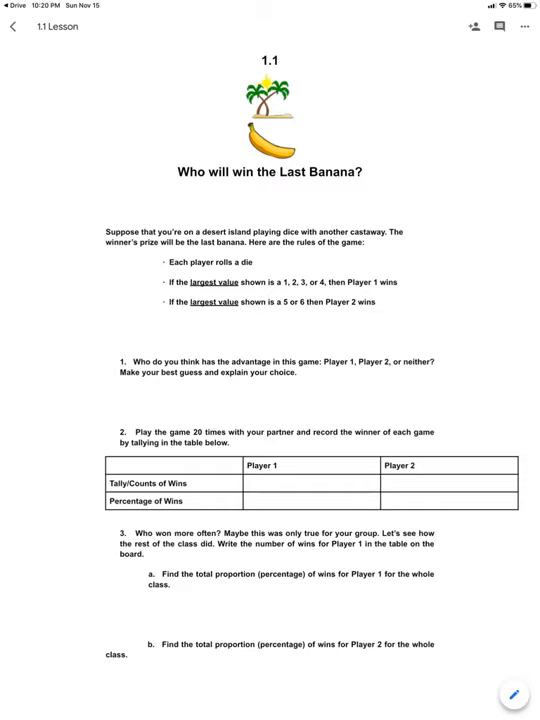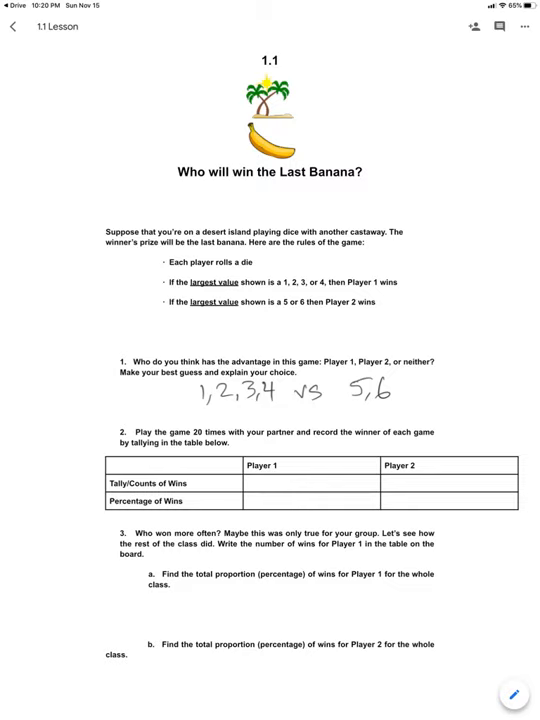So, who do you think has the advantage in this game? Player 1 or player 2? Or neither? Make your best guess and explain your choice. Okay, so it would appear that player 1 has the most probability of winning because he has 4 numbers, 1, 2, 3, and 4, versus only 2 numbers, 5 and 6. Okay, so let's try to figure this out.